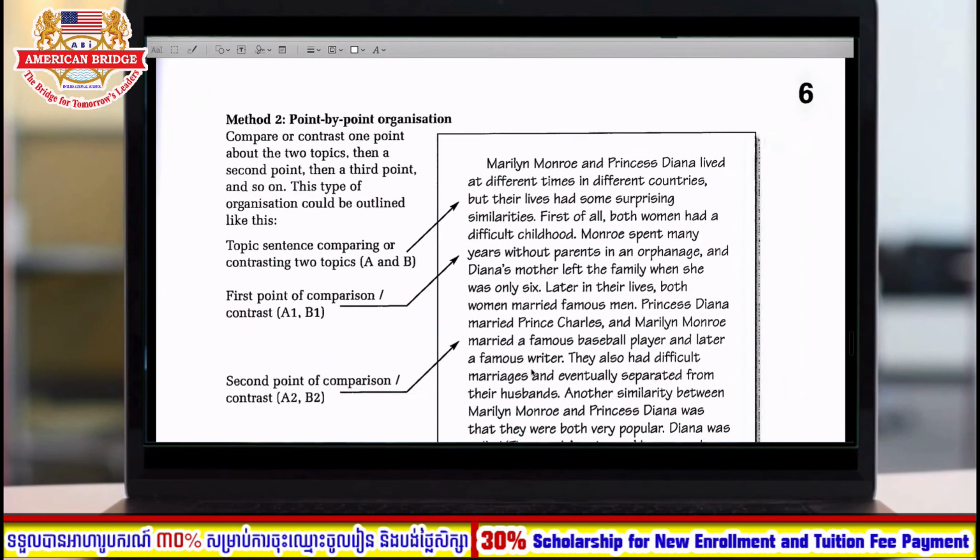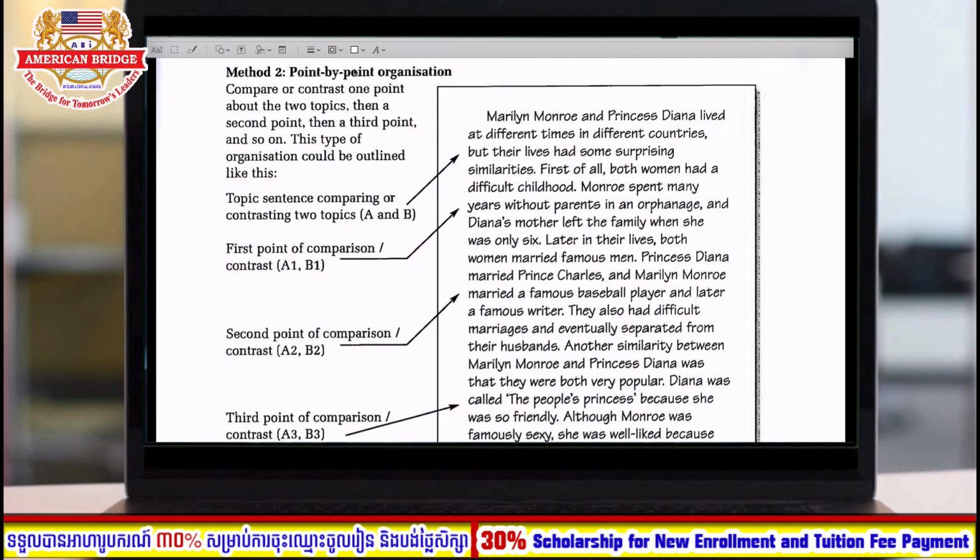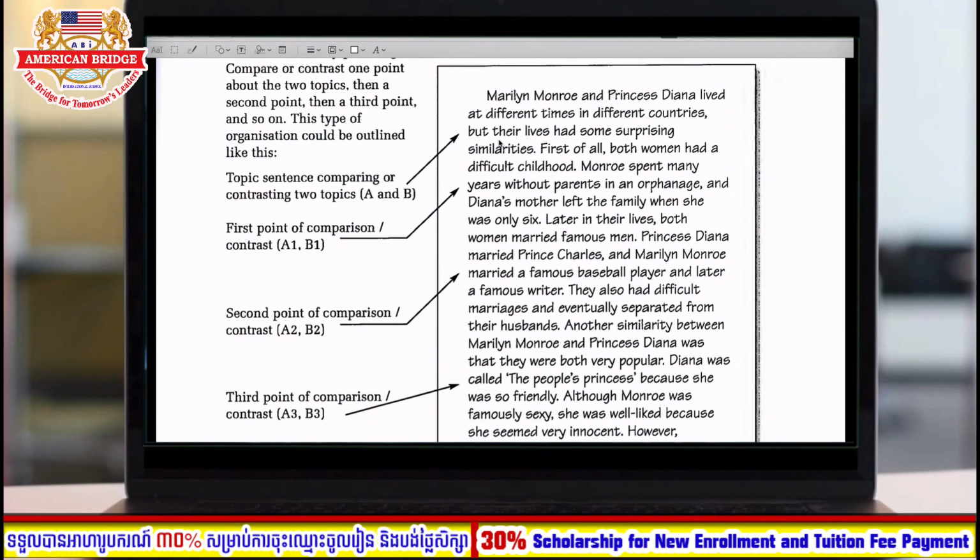On the other hand, the second method we call point by point organization. For point by point organization, as the name suggests, they try to compare. So let's look at this to get a better understanding. Okay, so there are two different topics. For example, in this case, they compare Princess Diana and Marilyn Monroe. These are two famous people, and they write about them in order to compare these two people.